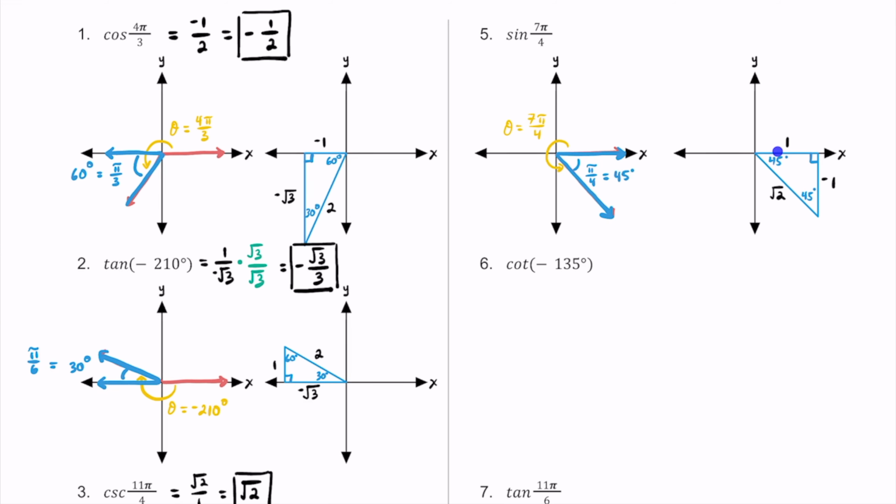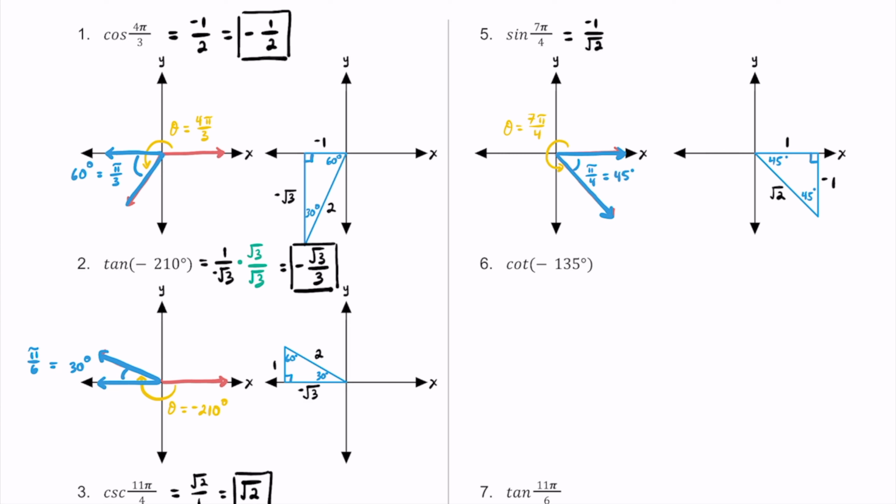Now if we're taking sine of this 45 degree reference angle, that's going to be opposite over hypotenuse, or the y value over the r value, so that's going to be negative 1 over this root 2. So sine of 7 pi over 4 is going to be negative 1 over this root 2.